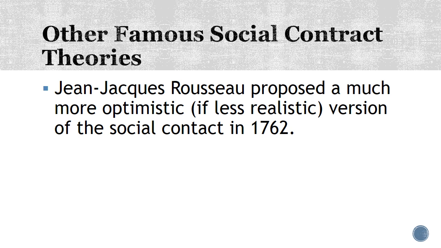Hobbes, of course, is the first to print a social contract, but there are other famous social contract theorists out there. One of those is one written by a Frenchman named Jean-Jacques Rousseau. He proposed a much more optimistic, if much less realistic, version of the social contract in 1762. His notion was that in the state of nature, everybody's actually peaceful, harmonious, and does fine, and that the only reason they come together is because they need to reproduce somehow, or they can't really get everything that they want without some sort of cooperation.